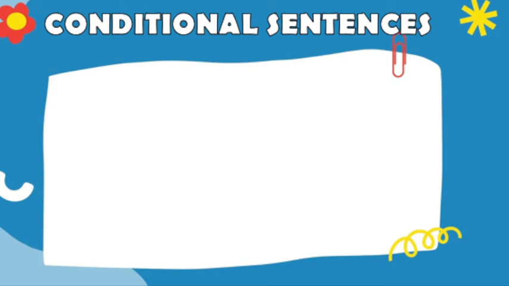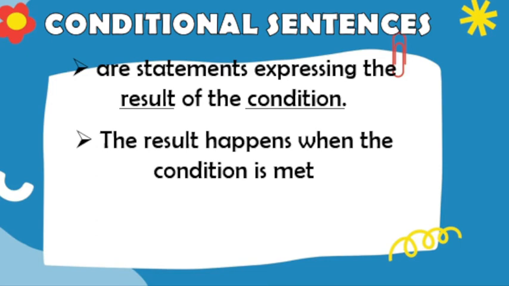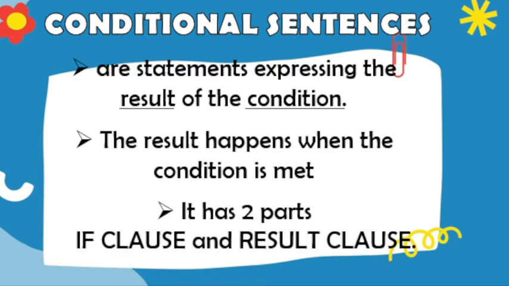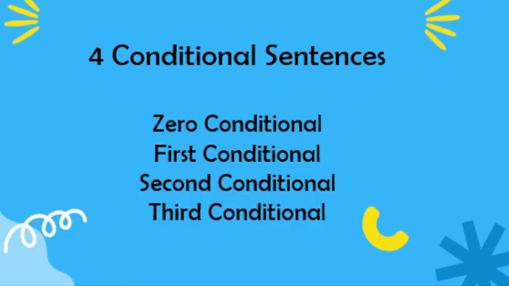Calvar, your English teacher. Today, we will talk about conditional sentences. These are statements expressing the result of the condition. The result happens when the condition is met. There are two parts in this sentence, the if clause and the result clause. There are four conditional sentences: zero, first, second, and third.